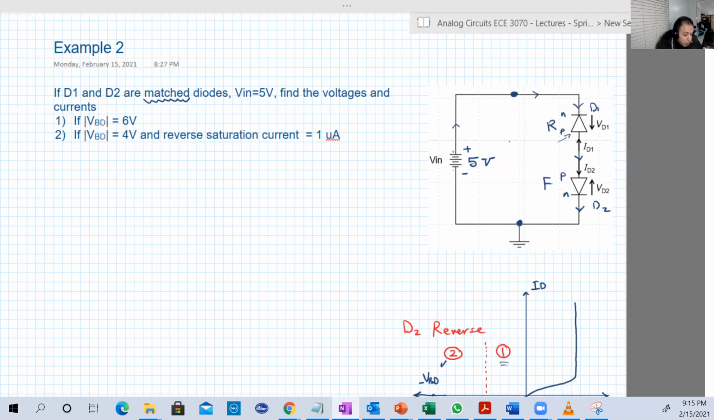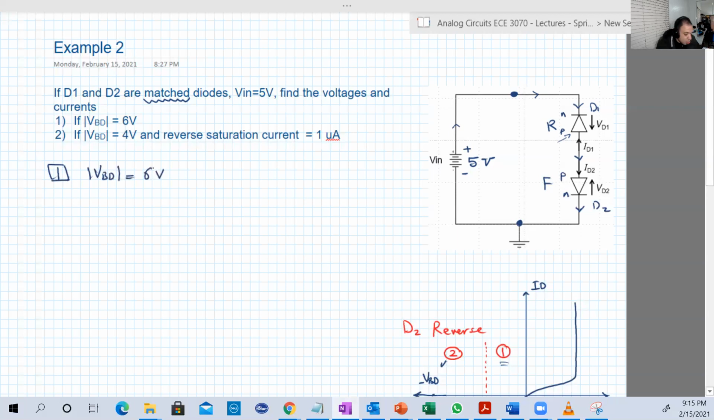Now it's required to find the voltages and the currents in two cases. First, when V breakdown is equal to 6 volts, and number 2, when V breakdown is equal to 4 volts. So let's start with the first one, when V breakdown equals 6 volts.